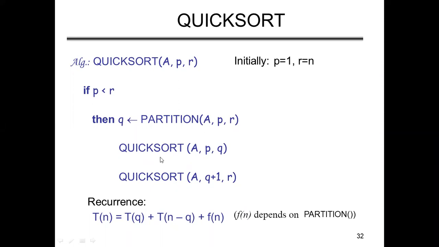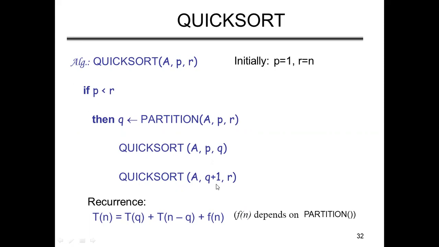Then we call the same procedure, quicksort, with the left subpart, that is quicksort(A, P, Q). We are sending the arguments A, P, Q, where A is the array, P is the lower bound of the array, and Q is the point where the array is divided. So Q is the upper bound. Then quicksort(A, Q+1, R).